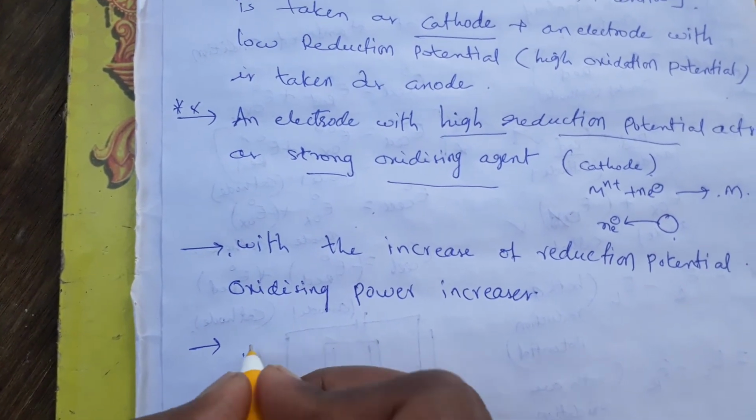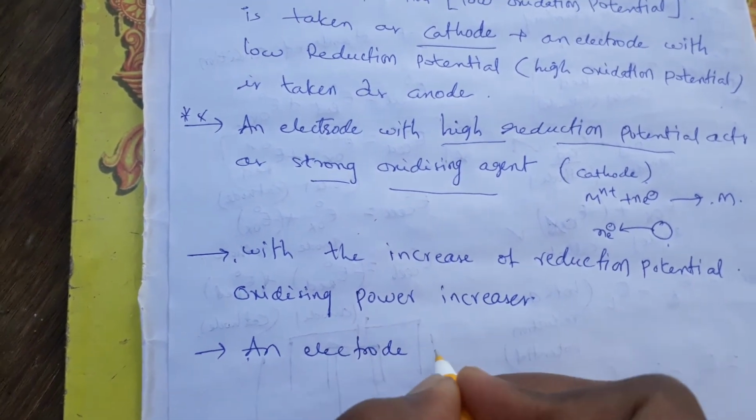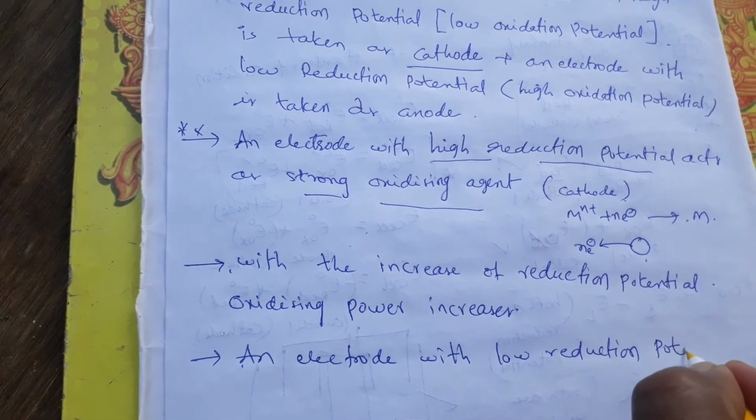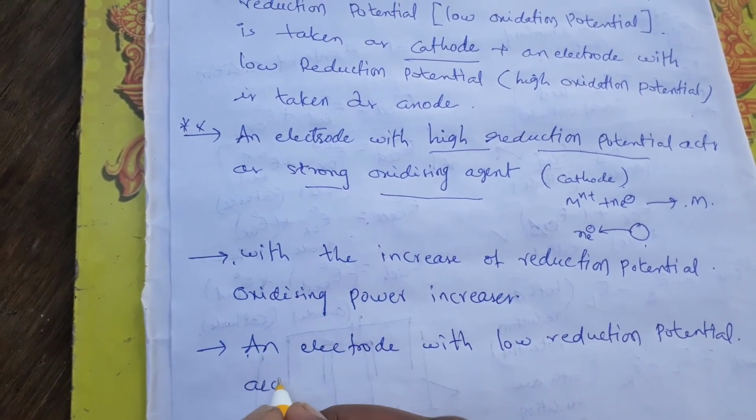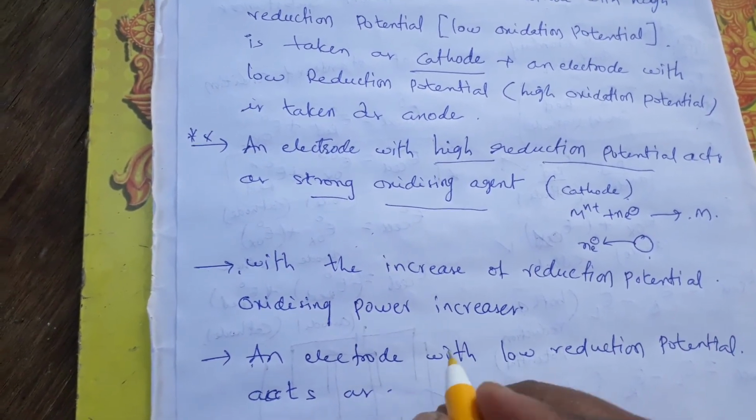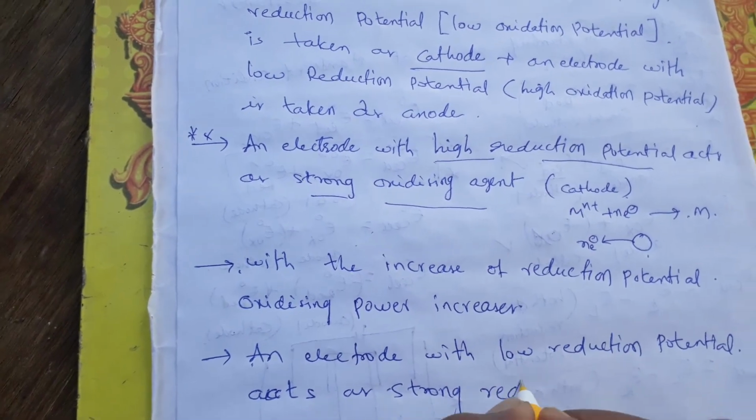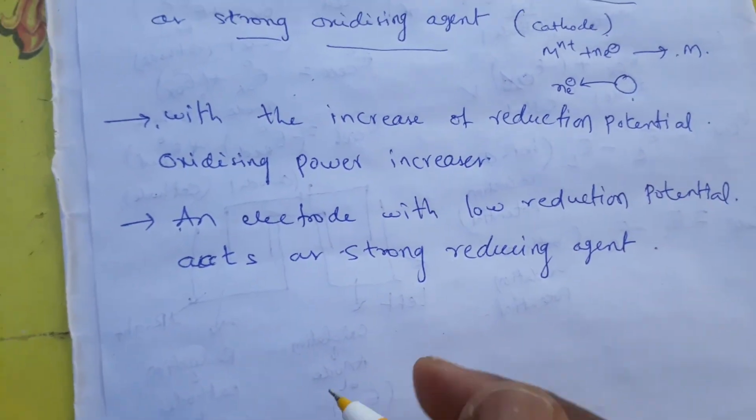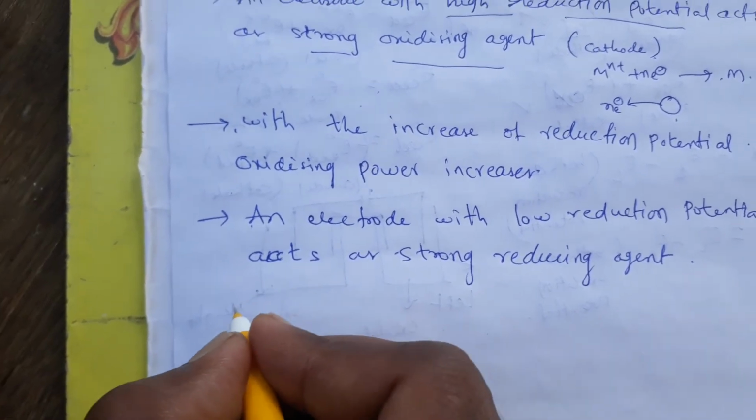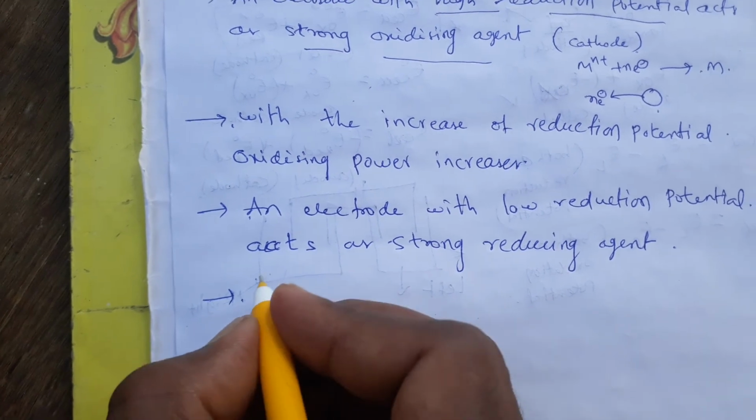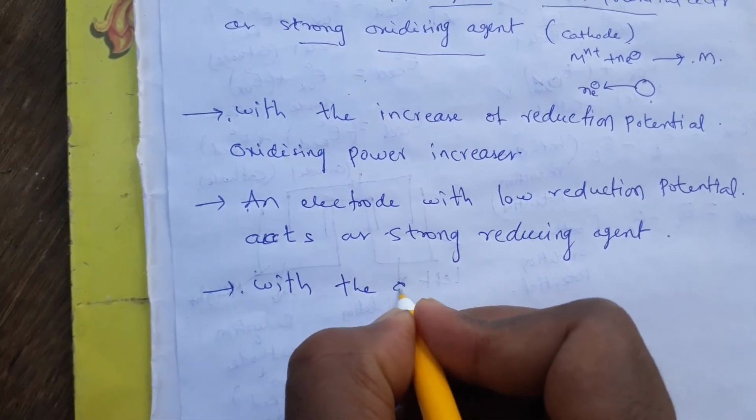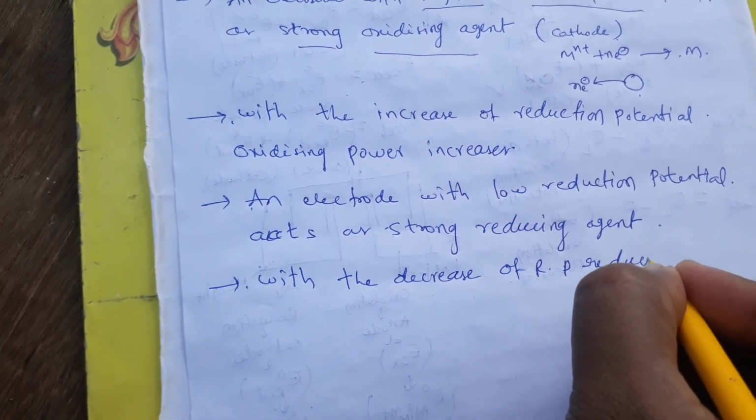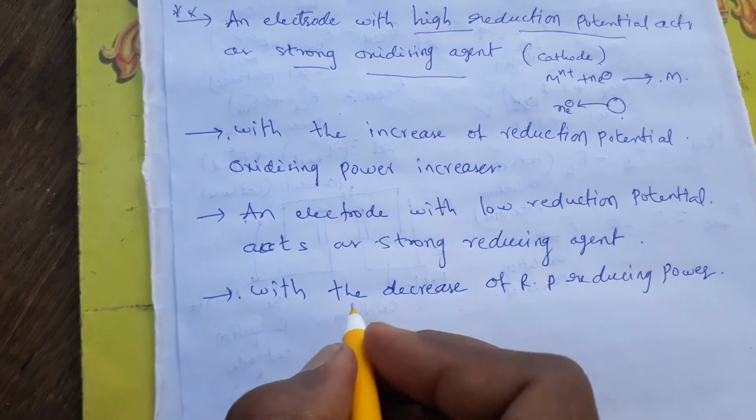An electrode with low reduction potential acts as a strong reducing agent. That means it is undergoing oxidation. This is anode. So with the decrease of reduction potential, reducing power increases. So this is reverse to that.